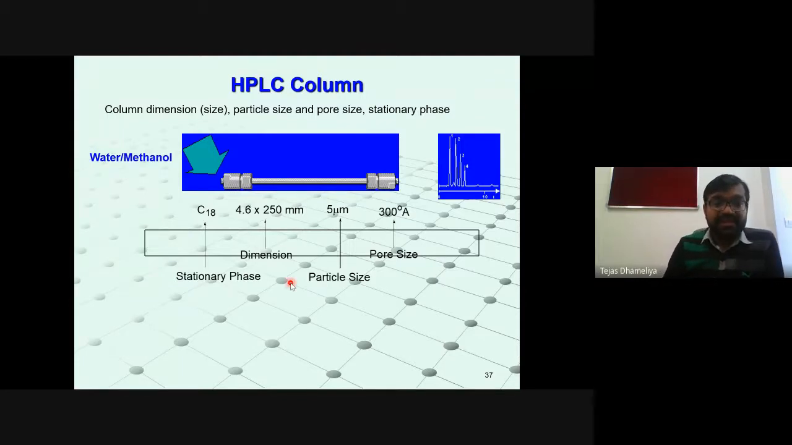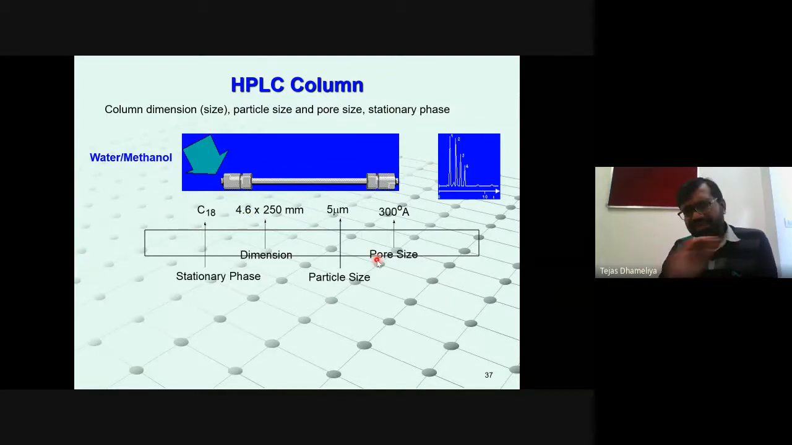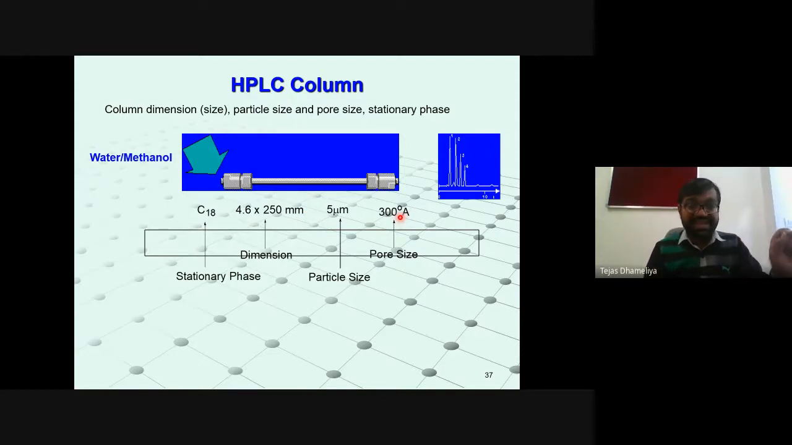This is the dimension of the column. The majority of the types are made up of stainless steel, and they have particle size in micrometers and pore size in 100 to 300 angstrom as well. There is a difference between particle size and pore size. Particles are generally considered spherical in shape, and whatever void volume is there is called the pore size.